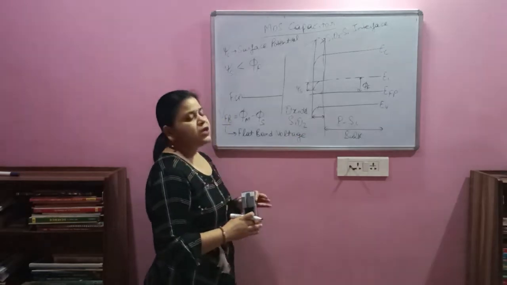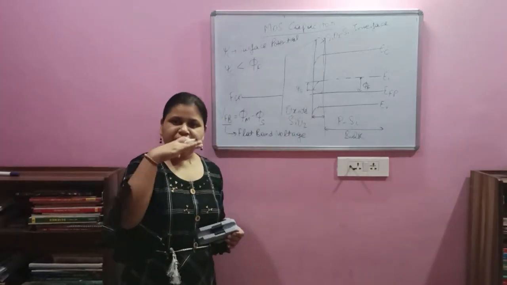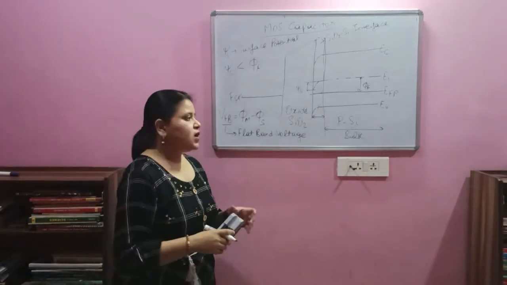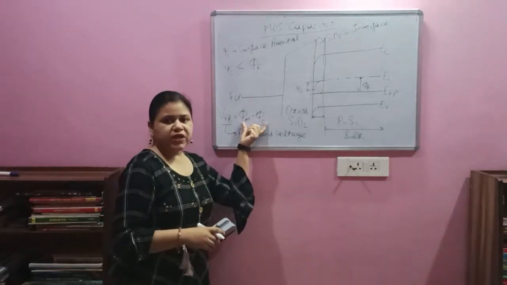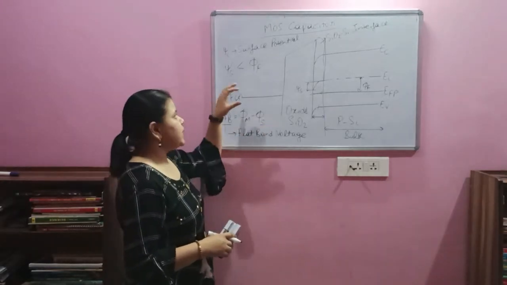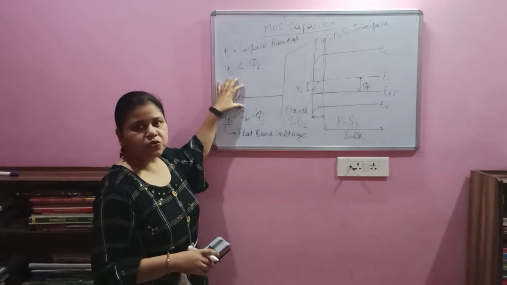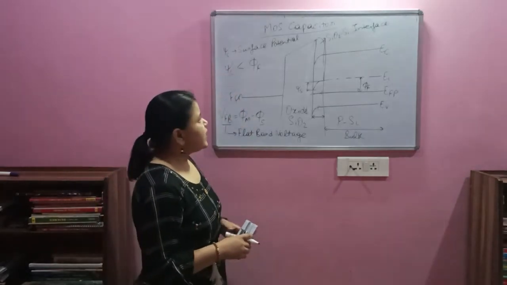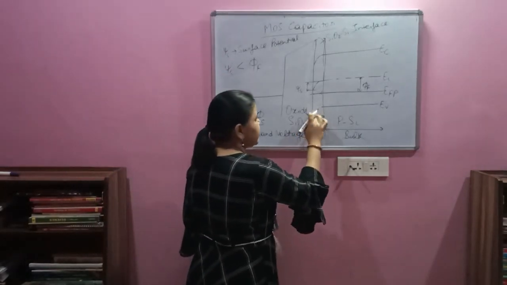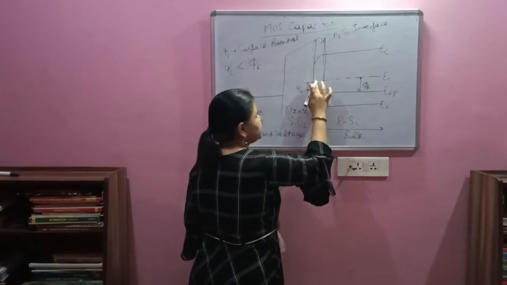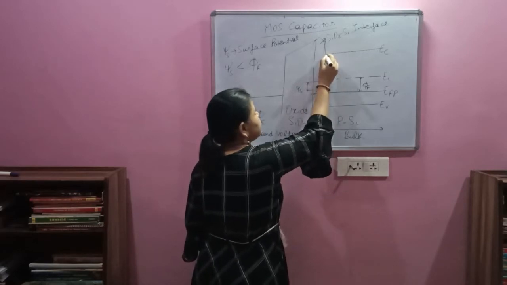It means in order to achieve a flat band structure, this amount of potential is required to be applied towards the metal side, so that again the flattened band will be achieved. Flattened band means this kind of structure will be achieved again.